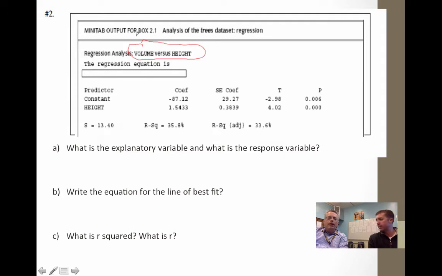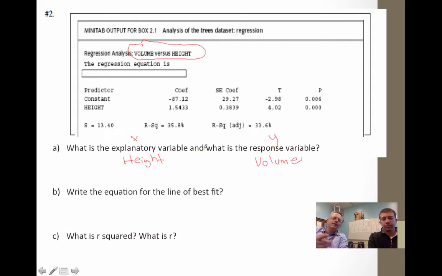The x variable, which is explanatory, should be the height, and that's the one they list down here in the variables. Yes, so height, and volume will go on the y-axis. That one's the volume. So we're using the height to predict the volume of the tree. Right. Okay, write the line of best fit.